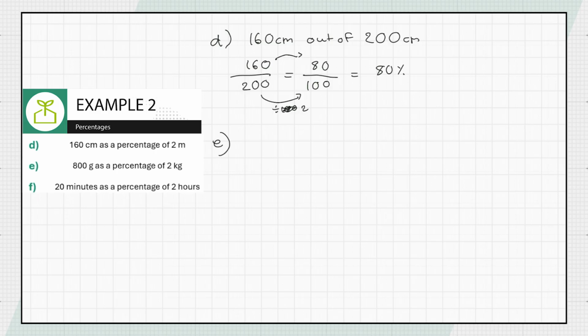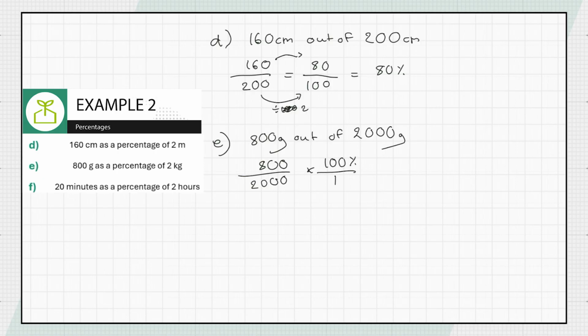If I look at E, we have 800 grams out of 2 kilograms, which is going to be 2,000 grams. So it's 800 out of 2,000. Again, you can use the same trick as before, but we're going to do some cancelling here. So I'm going to multiply this by 100% over 1.